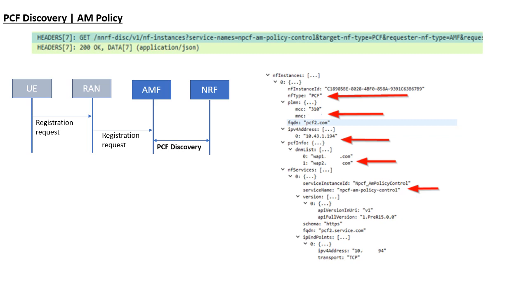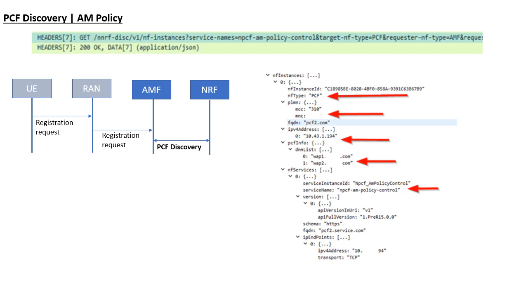So the AMF will send those discovery parameters, which include what service the AMF wants to access, in this case the NPCF AM policy control service, and what NF type it wants to access, in this case PCF. It will also send the requester NF type and the requester NF instance ID. Based on these parameters, the NRF checks its database and replies with network function profiles supporting that particular service.